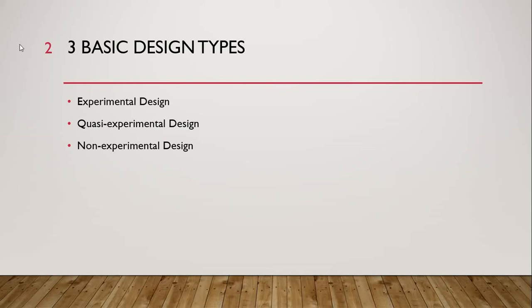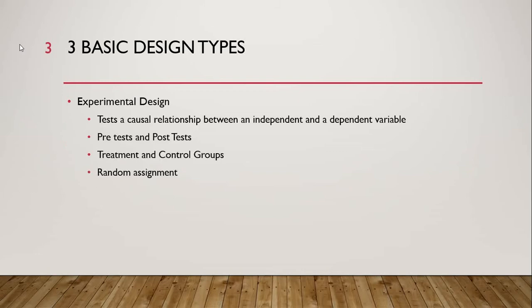This introduction isn't in the textbook, but I'm giving it to you to provide some context and hopefully make your life a little easier so that you can understand design a little better. An experimental design's purpose is to test a causal relationship between an independent and dependent variable. Typically, it involves a pre-test and a post-test, a treatment and a control group, and also the presence of random assignment. If you're confused about what this terminology means, don't worry, I'll go over it in more detail in a minute. But I want to first introduce you to the design types and highlight the differences among them.